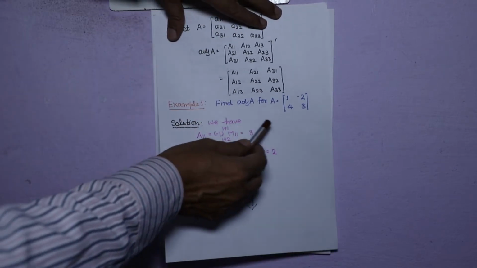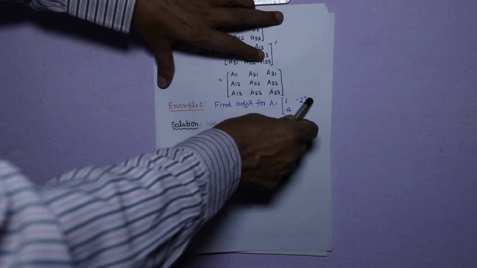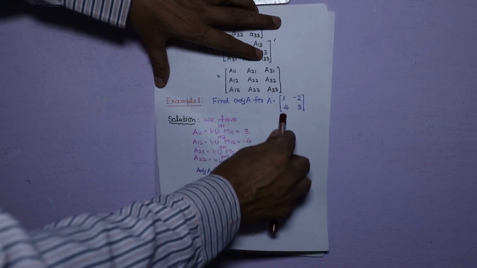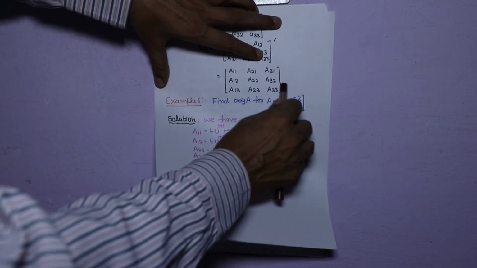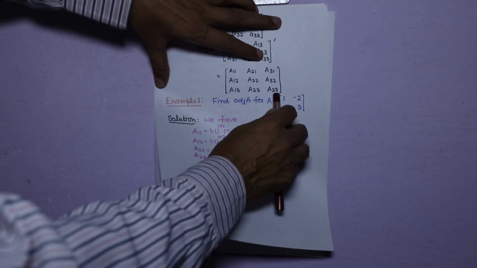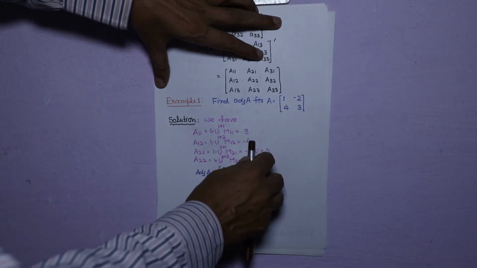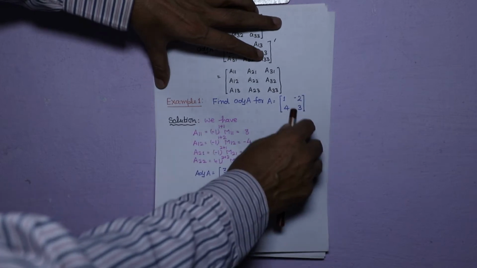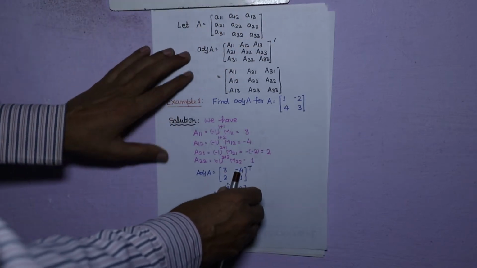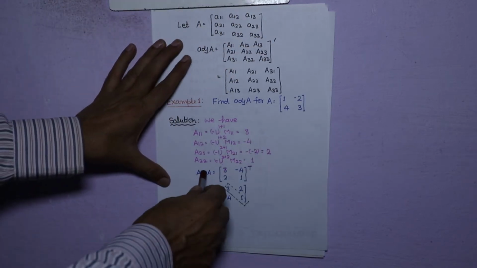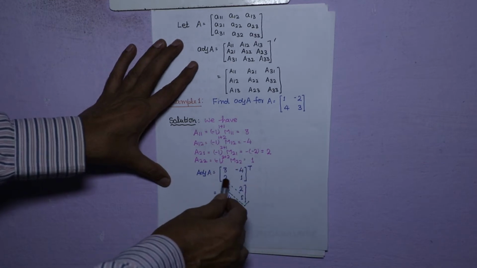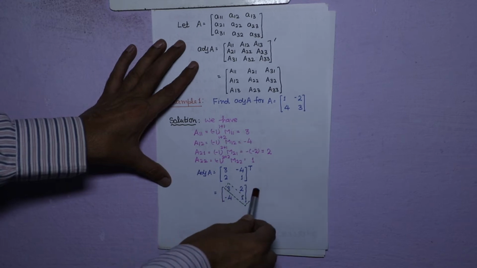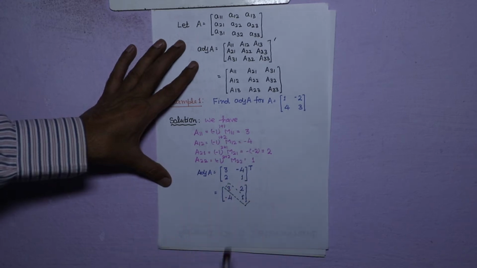For example, there is a matrix 1, minus 2, 4, 3. We have M11 = 3, so A11 is also 3. A12 is minus 4, A21 is plus 2, A22 is 1. So the cofactors are calculated, then adjoint A is 3, minus 4, 2, 1, and its transpose. So 3, 2 becomes the first row and minus 4, 1 the second row.